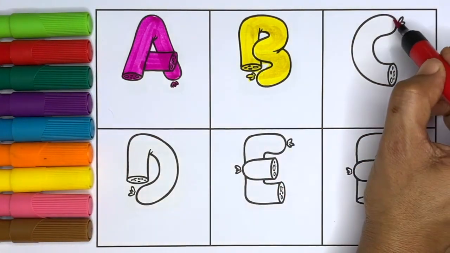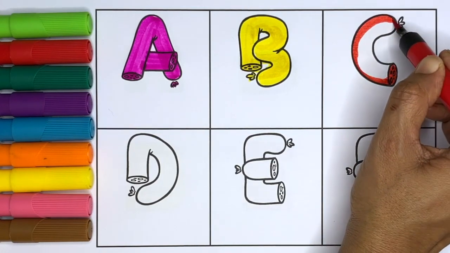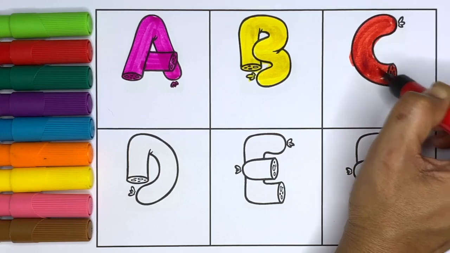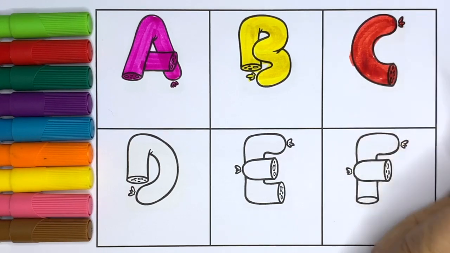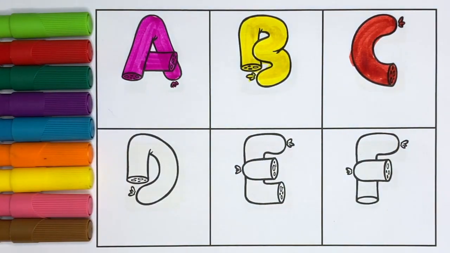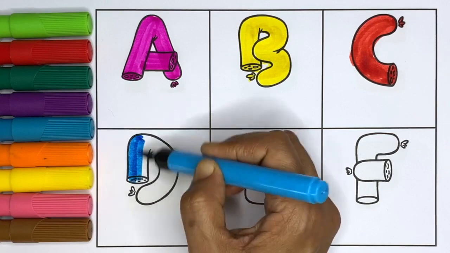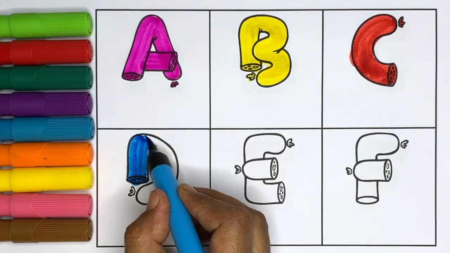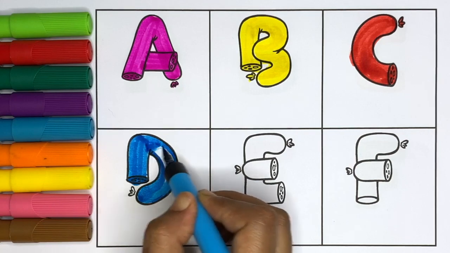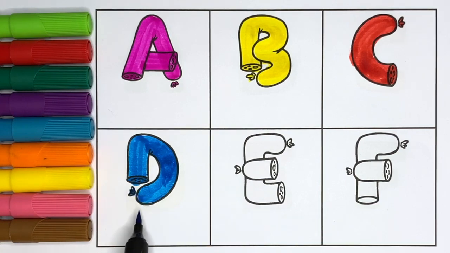Red color. C for cat. C for cat. Light blue colors. D for dog. D for dog. D for dog.